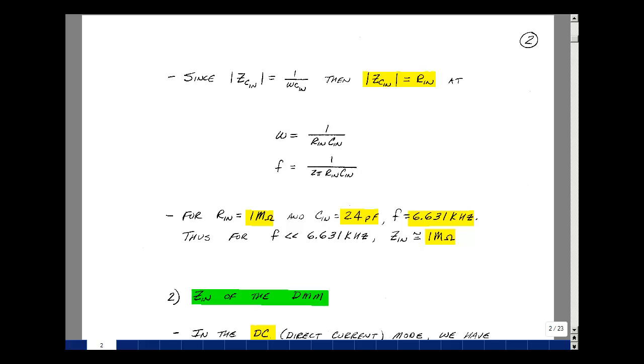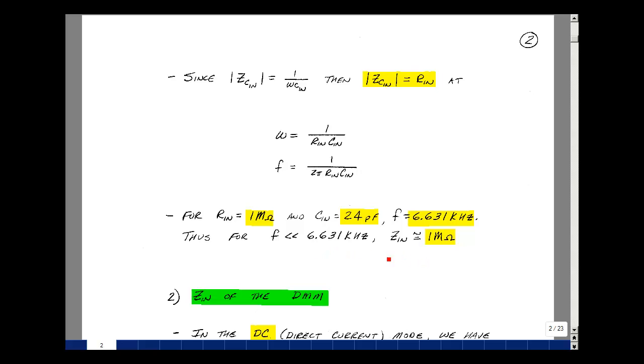And what frequency does this begin to happen at? Well, if I take this impedance and set it equal to the 1 megohm that I have, I could solve for the frequency where those two have the same value. Let's solve this equation. So I'm going to bring the Rin over here and bring the omega over here. So omega is equal to 1 over Rin Cin. Divide by 2 pi and you have the value of frequency. So for a 1 megohm resistance and a 24 picofarad capacitance, we're looking at about 6.631 kilohertz. In other words, for frequencies less than that, the input impedance is just that of the resistor. For frequencies above this, it begins to decrease.